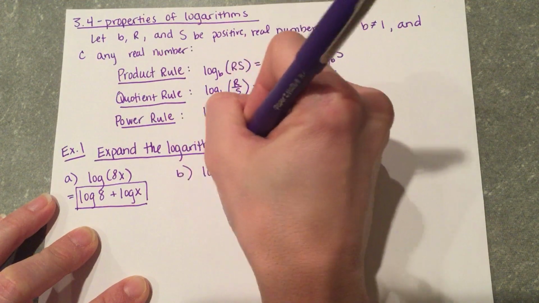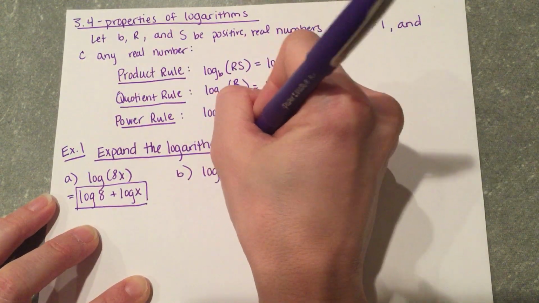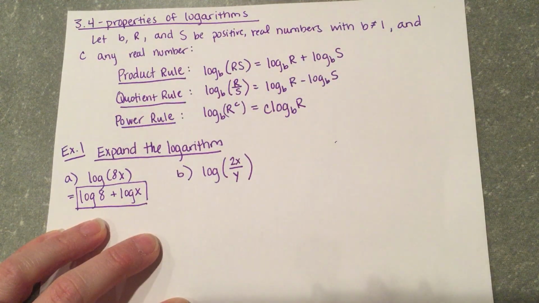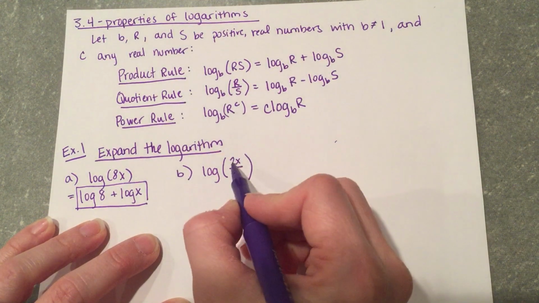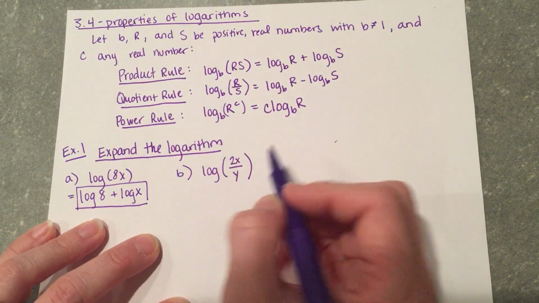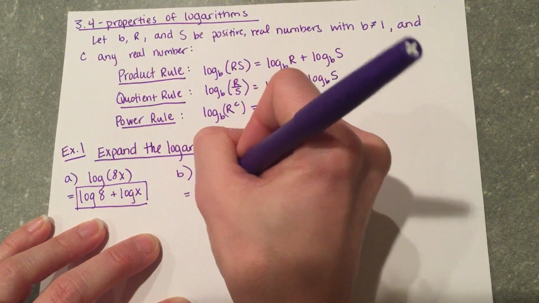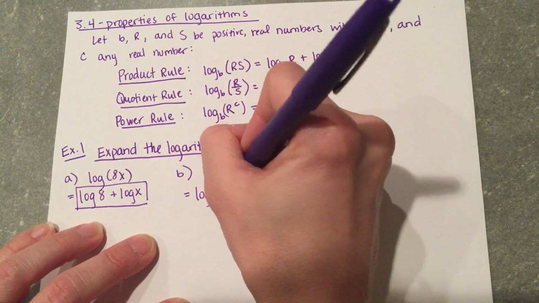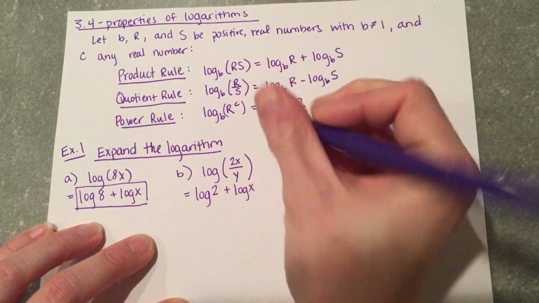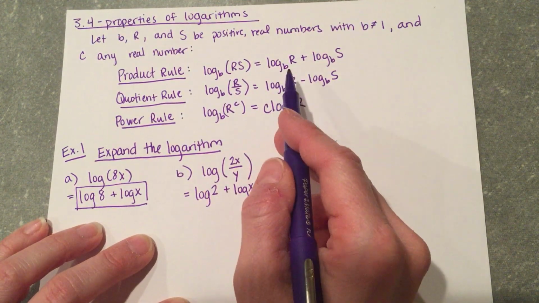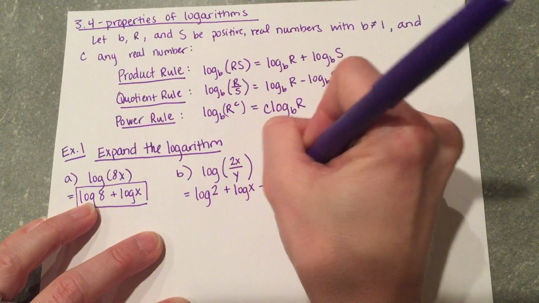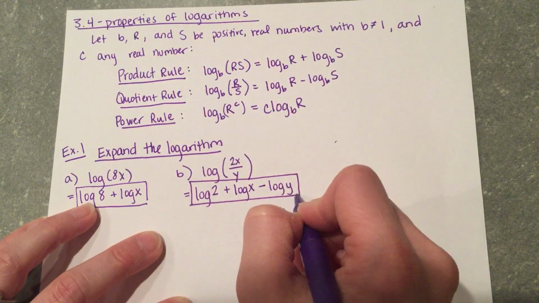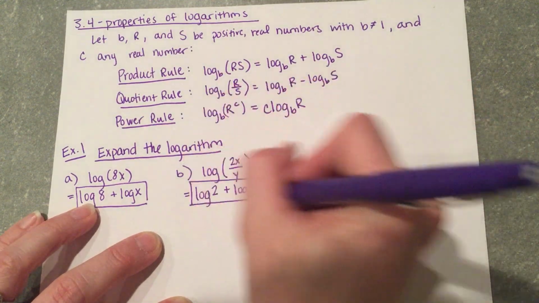Okay, so for B, let's try the log of 2x over y. Notice in the top I have 2 times x and then it's divided by y. So when we expand this out, I'm going to separate every little part, the 2, the x, and the y. So I have log 2, plus log x since they were multiplied together, so they get added. That's the product rule. And then minus log y since it was divided. So it gets subtracted because it was divided in the combined log. So we have expanded it out.